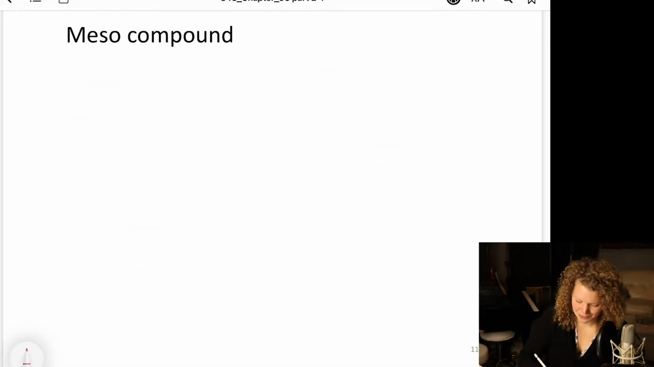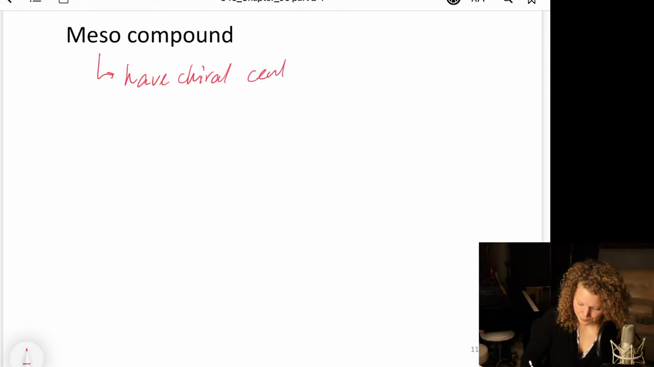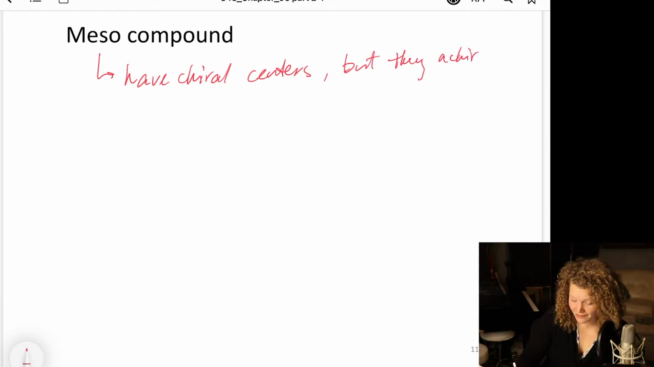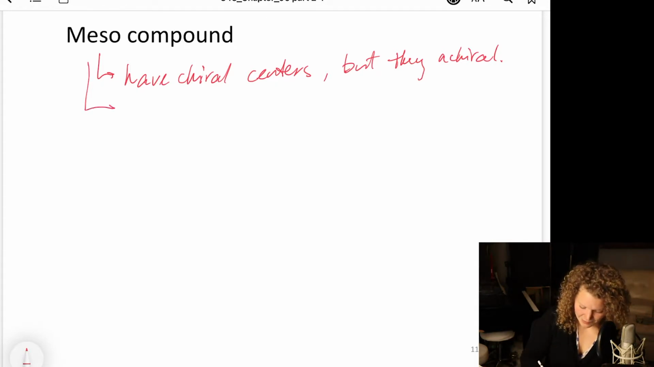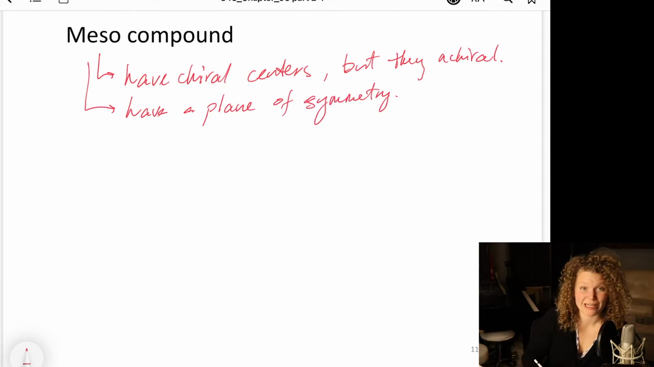Now, meso compounds are kind of special. They have chiral centers, but they are achiral. And you're like, what? Okay, what is going on now? Meso compounds look like enantiomers, and I'm going to show you how to identify them. They have a plane of symmetry. Okay, let's walk through an example here.